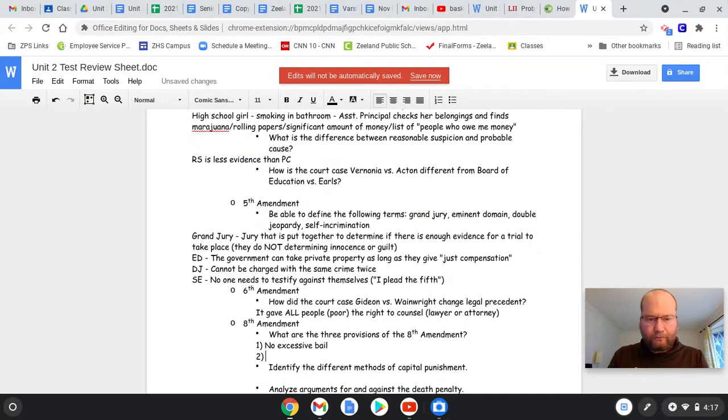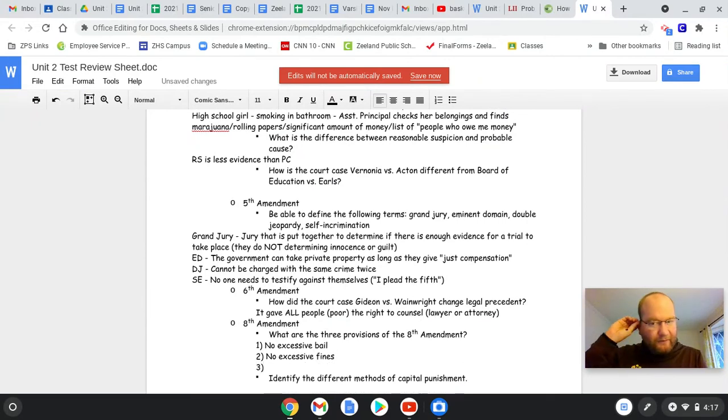Two, no excessive fines. You steal that pack of gum from, not that any of you ever would, but from the gas station across the street at Family Fair there, a judge can't say, okay, your punishment is going to be $100,000. Like, that's pretty excessive. Maybe you'll get fined $250 or something like that.